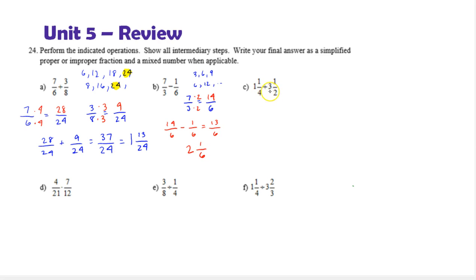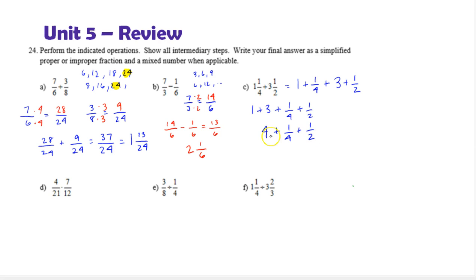Next, we're asked to add two mixed numbers. Okay, so remember that 1 1/4 really means 1 plus 1/4, and 3 1/2 means 3 plus 1/2. So we can add the whole number parts and the fractional parts separately. So I'm going to think of this as 1 plus 3 plus 1/4 plus 1/2. I could rearrange the order since it's all addition. So 4 plus 1/4 plus 1/2.